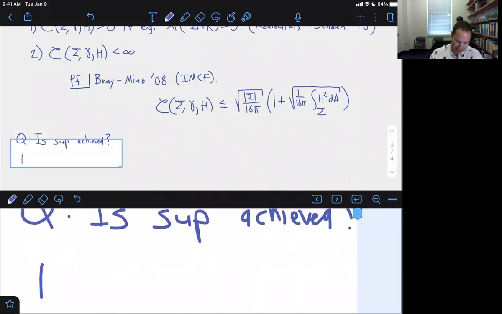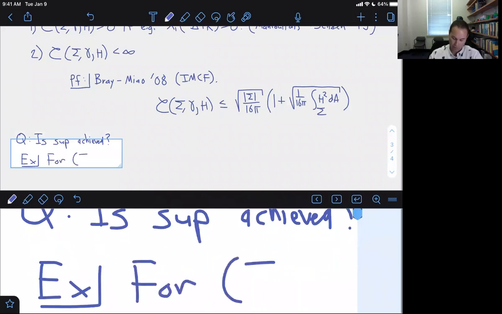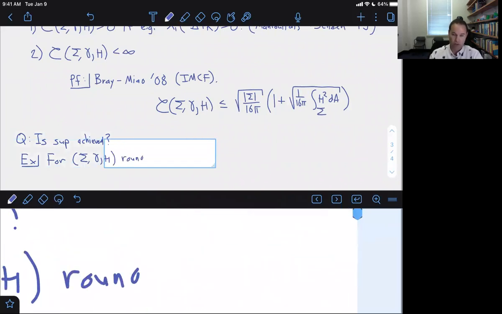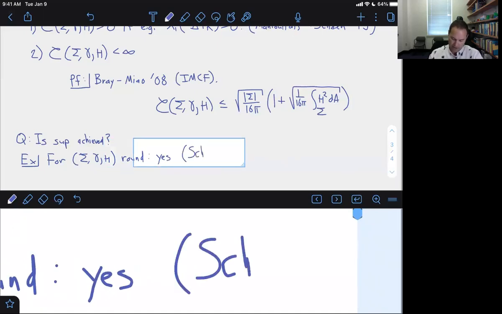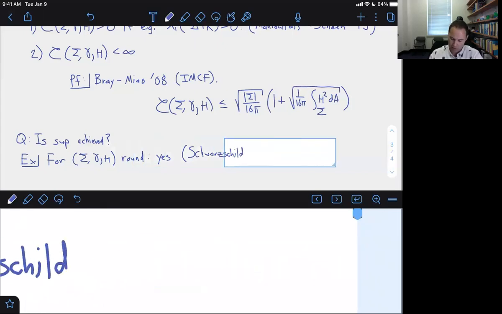In a special case, you can comment on this. If you've got round Bartnik data, so you have a round sphere with a constant mean curvature metric on it, the answer is yes. And your optimizer is just Schwarzschild. Basically, you get equality in Bray and Miao's inequality there. So these extensions are just rotationally symmetric exterior regions in Schwarzschild. Okay, so those actually achieve the supremum.